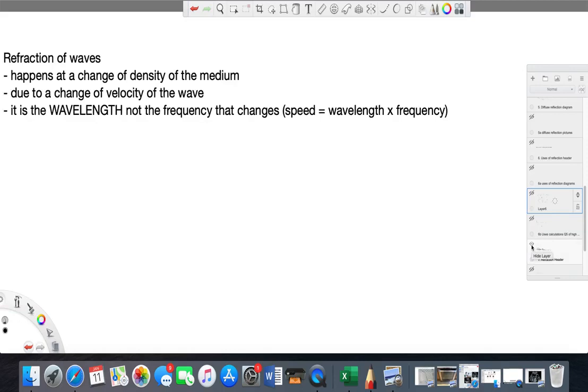Refraction happens at that change of density, and it's due to a change of velocity of the wave. It's very often associated with a change of direction, as we'll see in a minute or two, but it is always associated with a change of velocity. So refraction, change of density, results in a change of velocity, very often resulting in a change of direction. And an important point for you is that the wavelength is what's changing here. If the velocity is changing, then either the frequency or the wavelength is changing from v equals f lambda. It is not the frequency. The frequency is fixed by the thing making the wave, so it is the wavelength that changes.